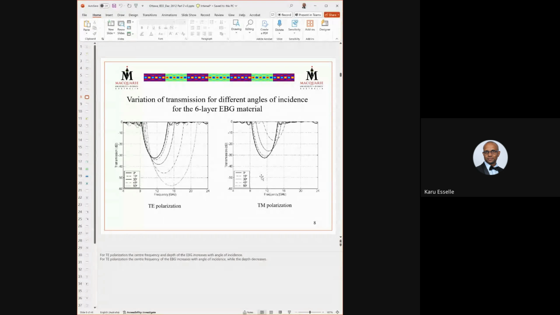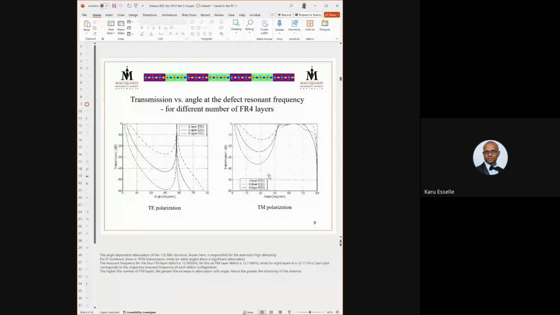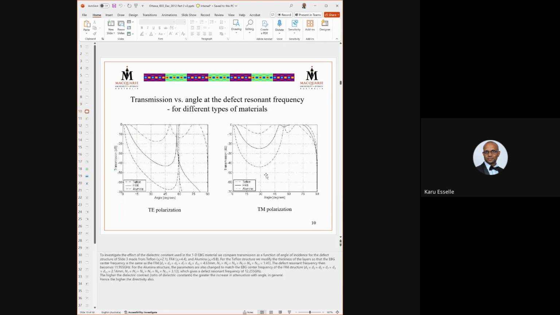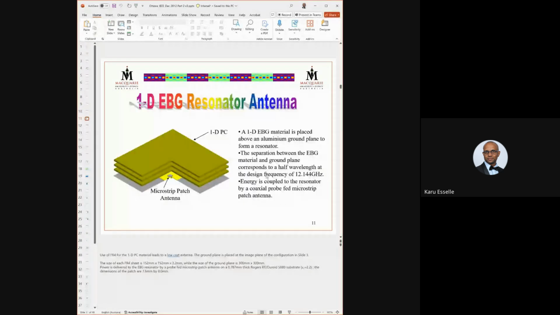So there are a lot of slides here about oblique incidence, etc. These are similar to what I discussed previously on frequency selective surfaces, oblique incidence. So I will skip those and get to just the cavity resonator antennas.